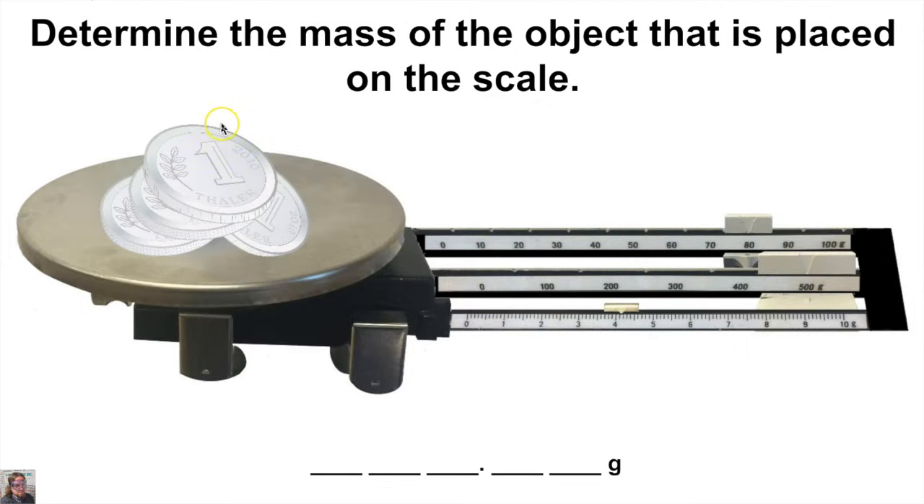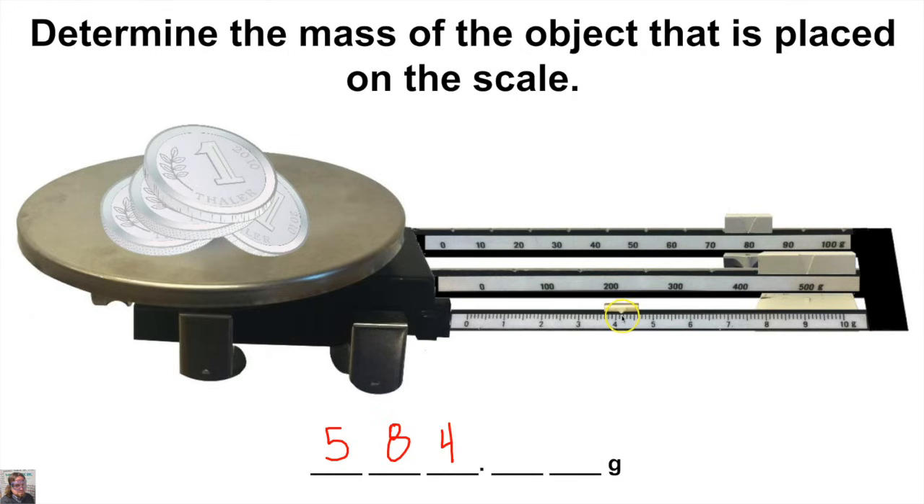In this last example, we need to determine the mass of these silver coins that have been placed on this triple beam balance. So let's take a look. If we take a look here, we have 500 grams plus 80 grams, so 580 plus the 4 right here. This slider is beyond the 4, not quite to the 5, so we have 584 grams.